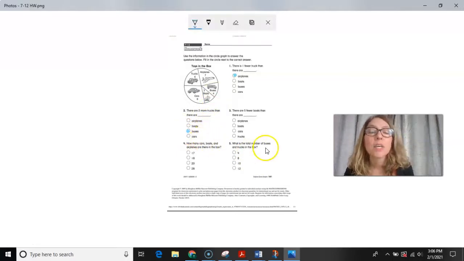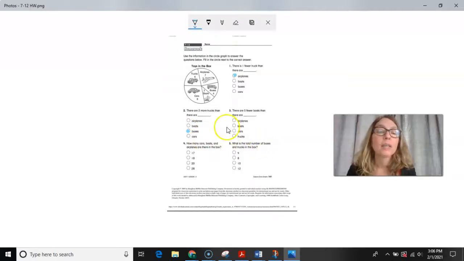Buses, okay. There are 5 fewer boats than there are what? 5 fewer boats. So we're looking at the boats. It says 3. Now we need to add 5 to that 3 to find out which one has 5 more than. Kind of reword the question to say it kind of opposite or backwards. So 5 plus 3 is 8. And I see that there are 8 cars, so we're going to select cars.